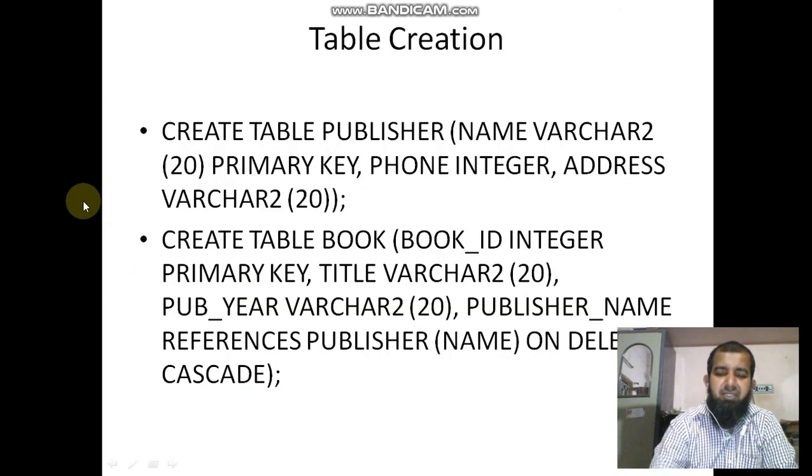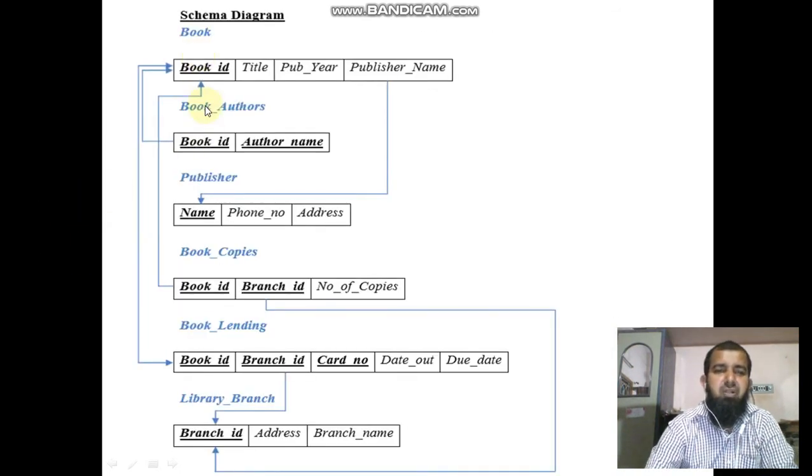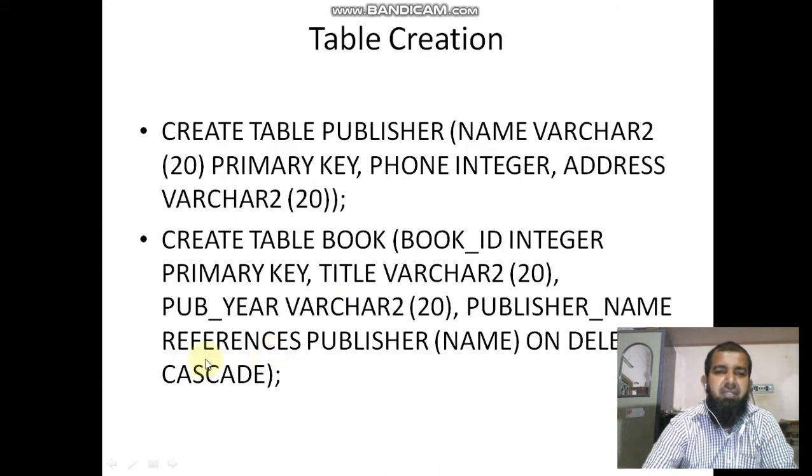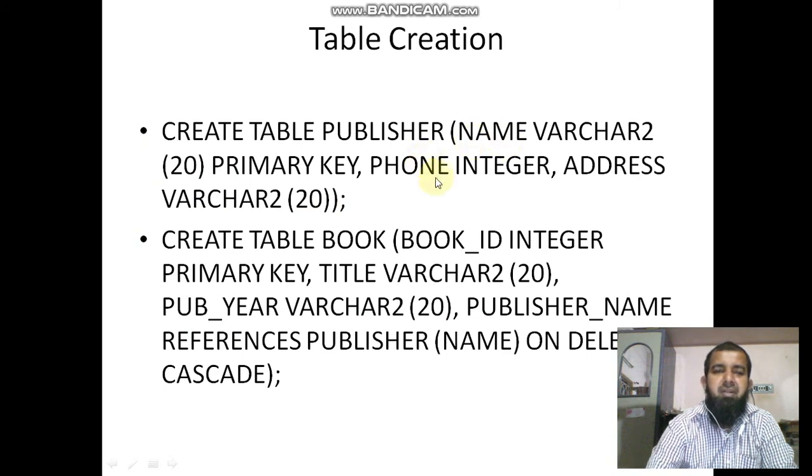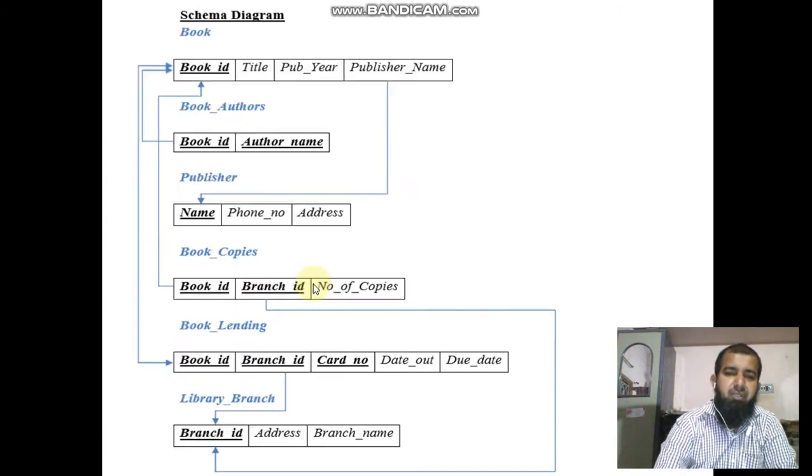First we have to create all the tables: book, book authors, publisher, book copies, book lending, library branch. So these are the tables we have to create first. So how to create tables? In previous videos I explained how to create tables. Create table publisher. What are the attributes of publisher? Publisher name, phone number and address. Name is a primary key, phone is an integer, or you can write number also, and address is varchar2. It contains characters.